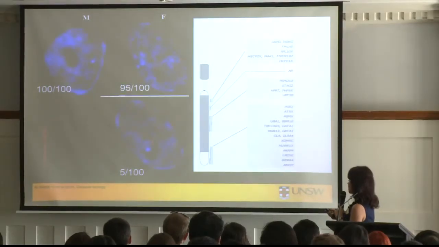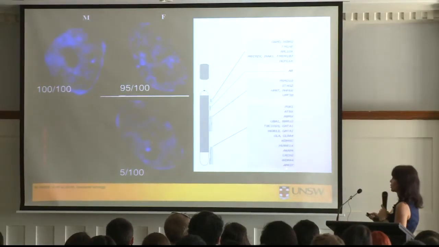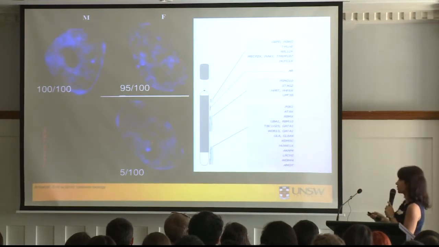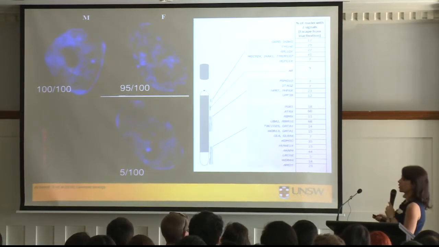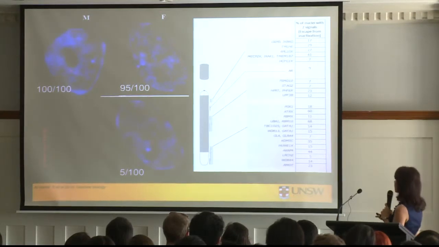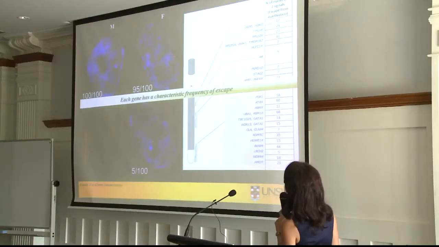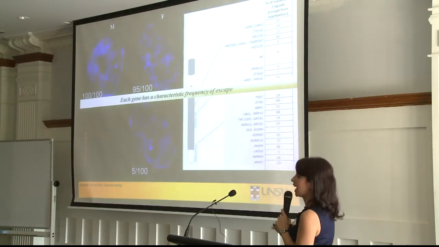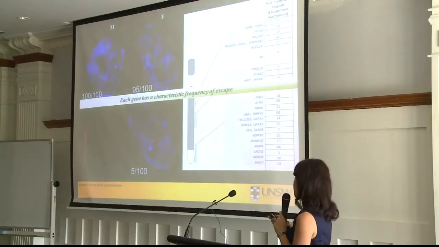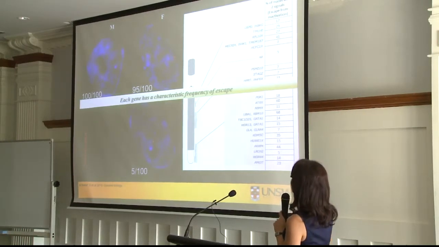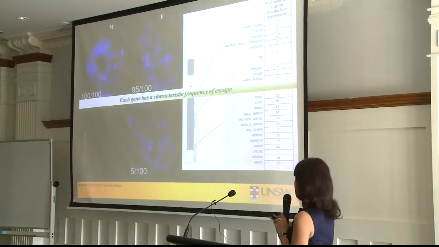So then what we've done is to look at a number of different genes located on the marsupial X chromosome. And here is the percentage of two signal nuclei, on this side, for each gene. As you can see, each gene has a different percentage of two signal nuclei. This led us to believe that there is a characteristic frequency of escape, because if you repeat this experiment, even in different cell lines, you would see that each gene has the exact same frequency.